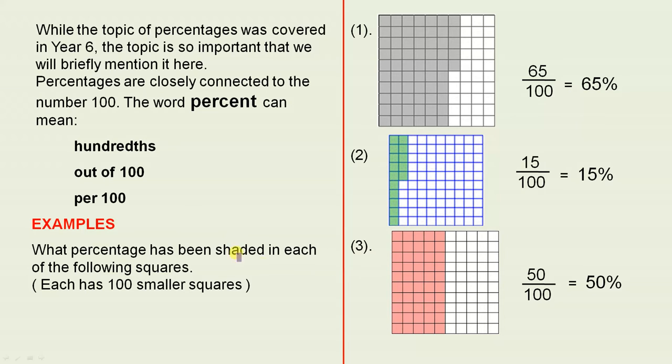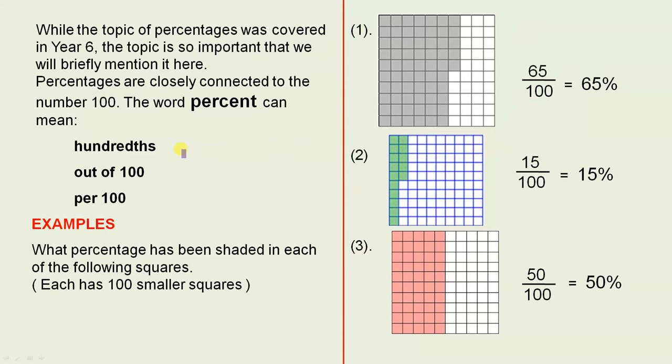What percentage has been shaded in each of the following squares? Each has 100 smaller squares. So we have large squares, but then you've got the smaller ones also. So for the first one, we have 10, 20, 30, 40, 50, 60, 61, 62, 63, 64, 65. So 65 little squares have been shaded out of 100. Now, because the denominator is 100, the percentage is this answer here.